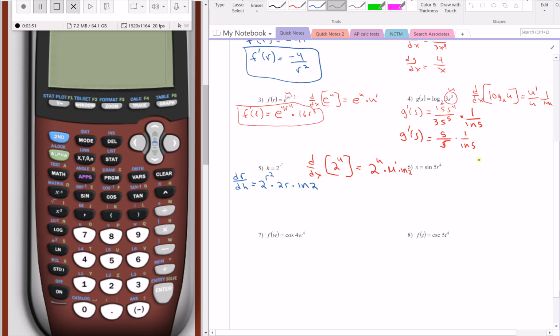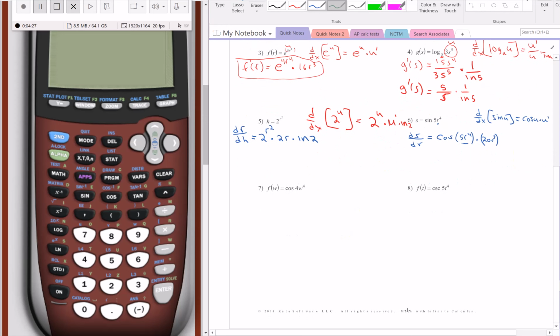Number 6, the derivative of sine of u is cosine u times u prime. So ds/dr, notice we're taking this derivative with respect to that variable, is cosine of 5r to the fourth times u prime. This is u, so u prime is 20r to the third. And you can leave it like that. Keep going.